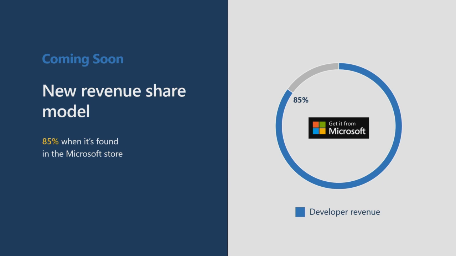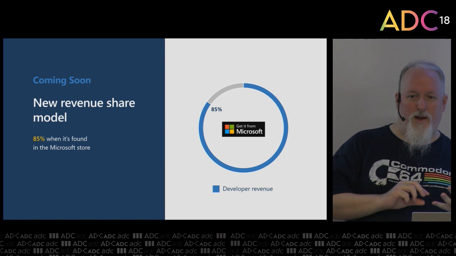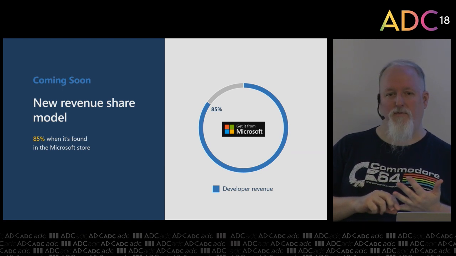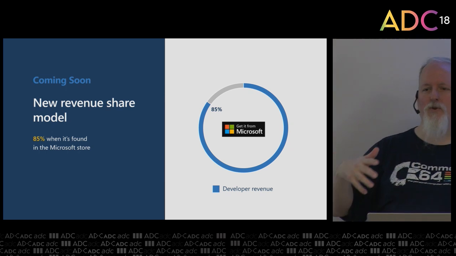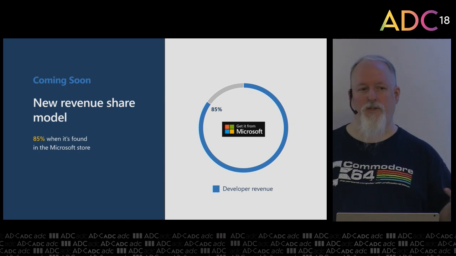At the same time here, we're announcing a new revenue model for the store. It's always been the 70-30 model, very much like other stores. So what we're doing now is if a user goes in and finds the application in the store, through something like you didn't send them there, they just found it through some marketing information that we put out, or they browsed for it, you'll get 85% of the revenue for that particular sale.